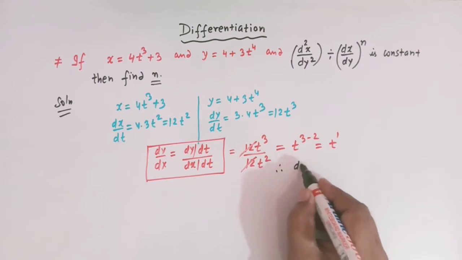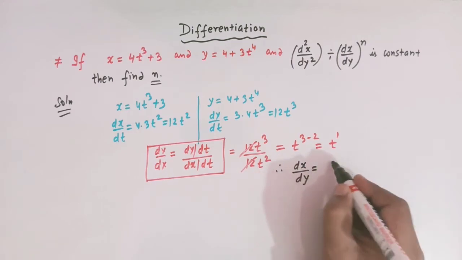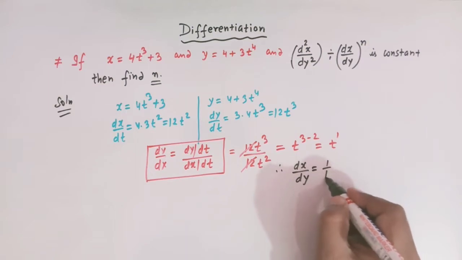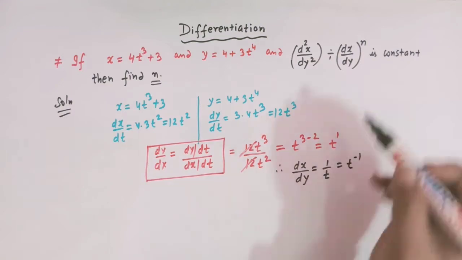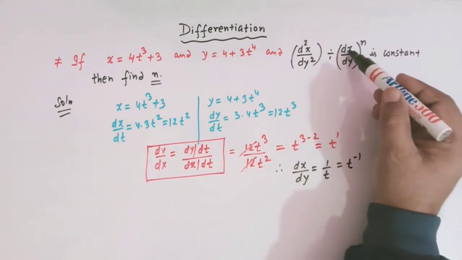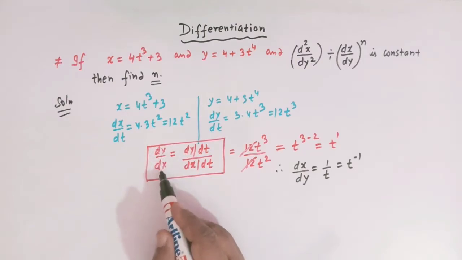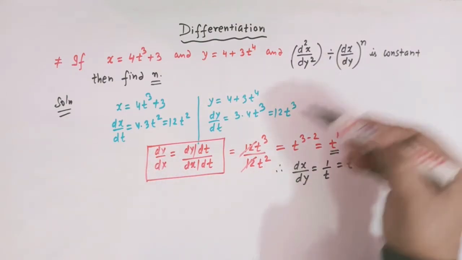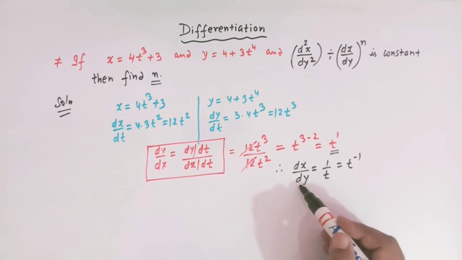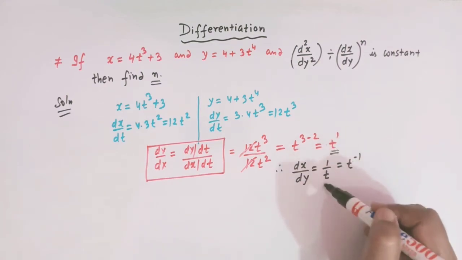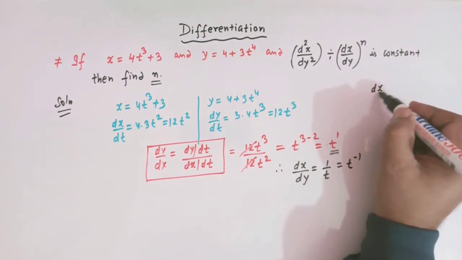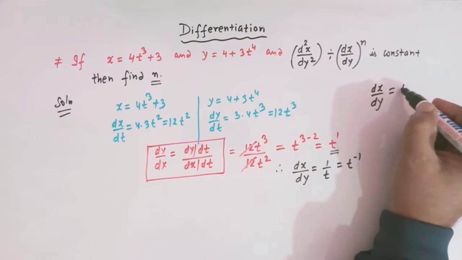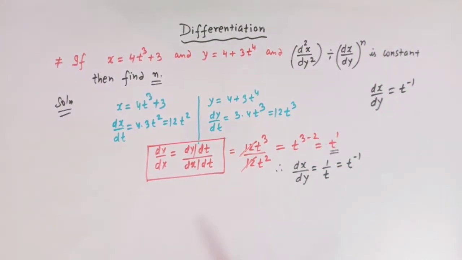Therefore dx/dy is the reciprocal of t, that is 1/t, which can also be written as t⁻¹. Because here we have to find dx/dy, and dy/dx is t, so the value of dx/dy is the reciprocal of t, that is 1/t, which can be written as t⁻¹. We will use this result, and now let us find the value of d²x/dy².